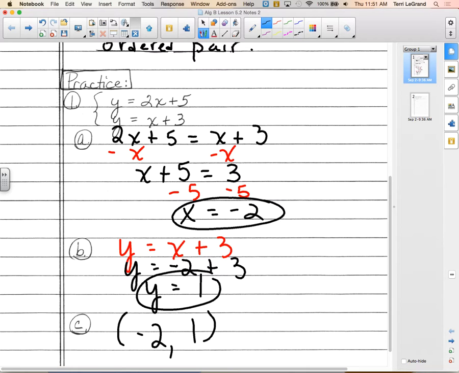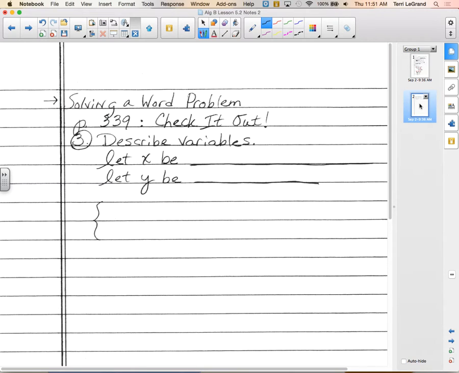Okay, let's go to the back. You need your books. Open to page 339, it looks like. Page 339, we're going to do the check it out problem, number 3. You are going to do word problems in your homework today, so be engaged here. Don't let everybody else do your thinking.